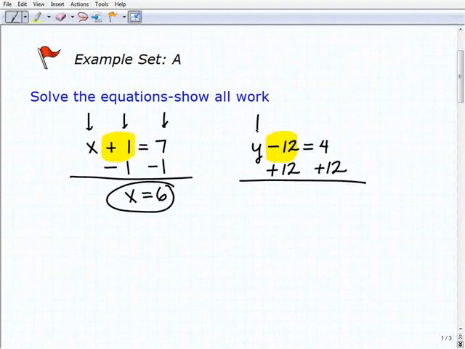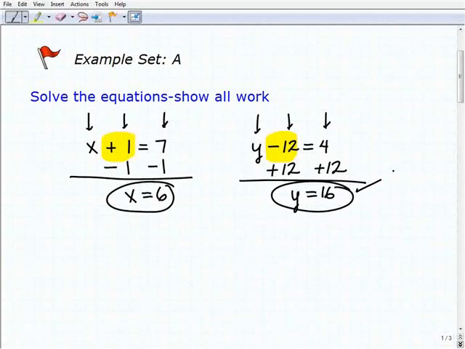So now I'm going to go ahead and add down. So I get y plus nothing is y. Negative 12 plus 12 is 0. And then 4 plus 12 is 16. So y equals 16 is the solution to that equation. If you're understanding this, then you've mastered at least the general concept of solving these one-step equations.